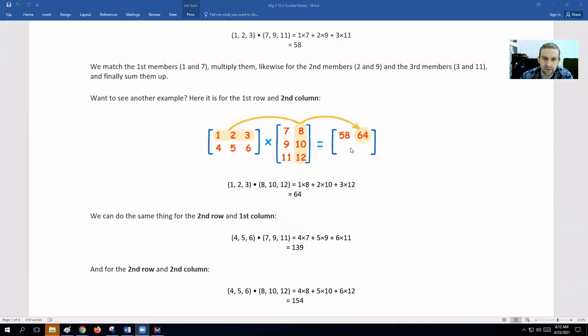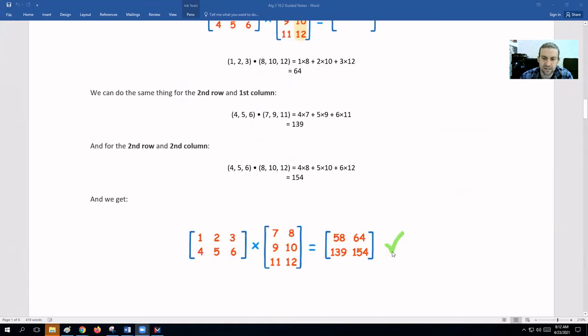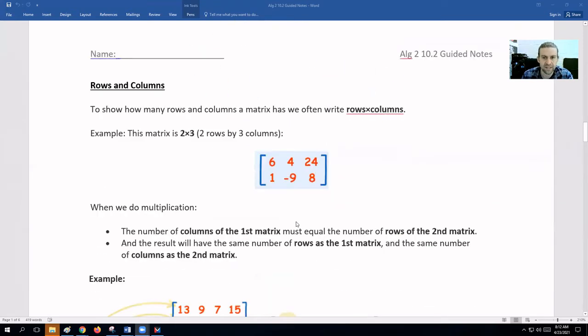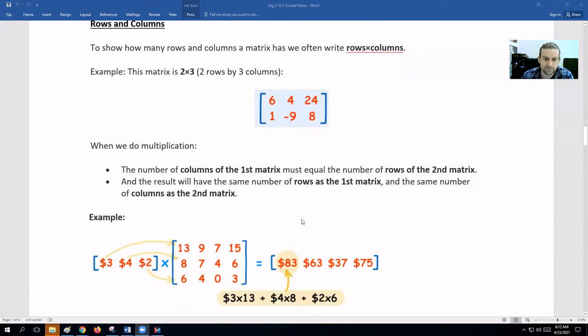Once we get that done, we're now going to go through the second row and do it again with the first column. So we'll do 4 times 7, 5 times 9, 6 times 11 to get that number there. And then we got to do the second row with the second column, 4 times 8, 5 times 10, 6 times 12, and get that number there. And that's how we get a completed matrix. So the first goal is, can we go through and multiply these matrices together?